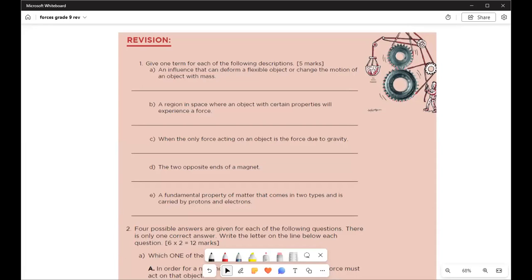So the first question, they want us to give one term for each of the following descriptions. Here, A, they say an influence that can deform a flexible object or change the motion of an object with mass. Obviously, that is a force, right? So the answer here will be a force. Okay, we can move on now.